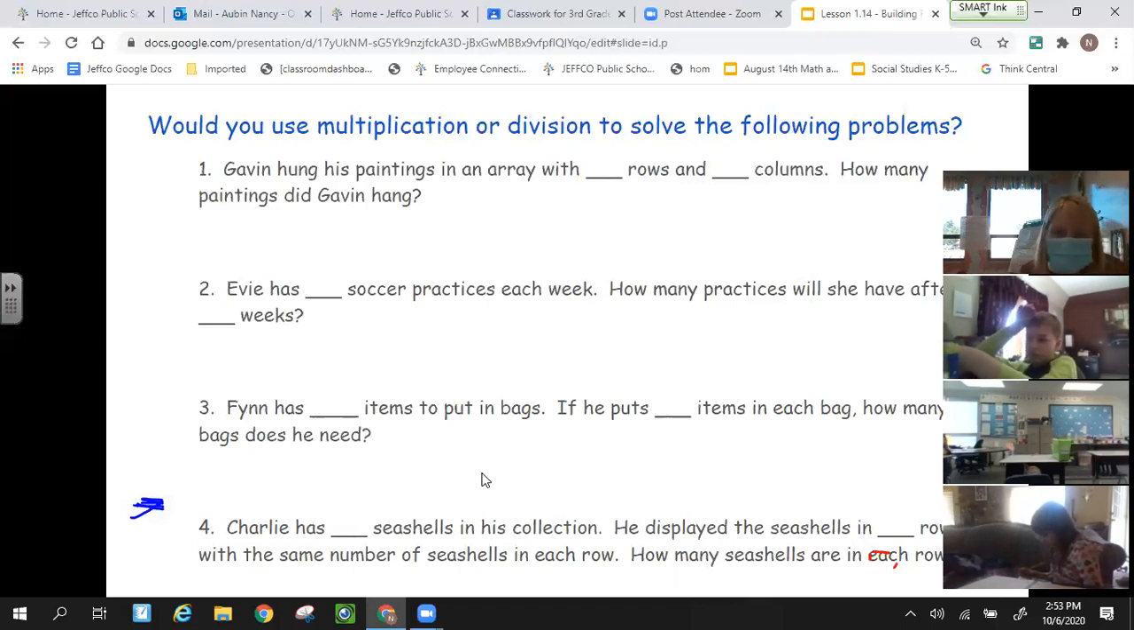No matter how many there are, you're dividing them up. Good job, Lucas. All right, last but not least, Charlie has blank seashells in his collection. He displayed the seashells in blank rows with the same number of seashells in each row. How many seashells are in each row? Multiplication or division? Do we know the total? If we know the total amount, then it's division. If we're looking for the total, it's multiplication.